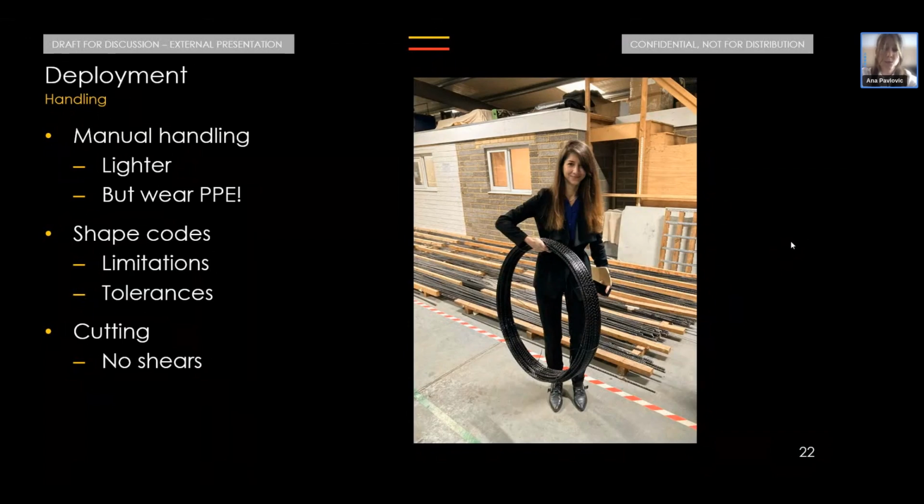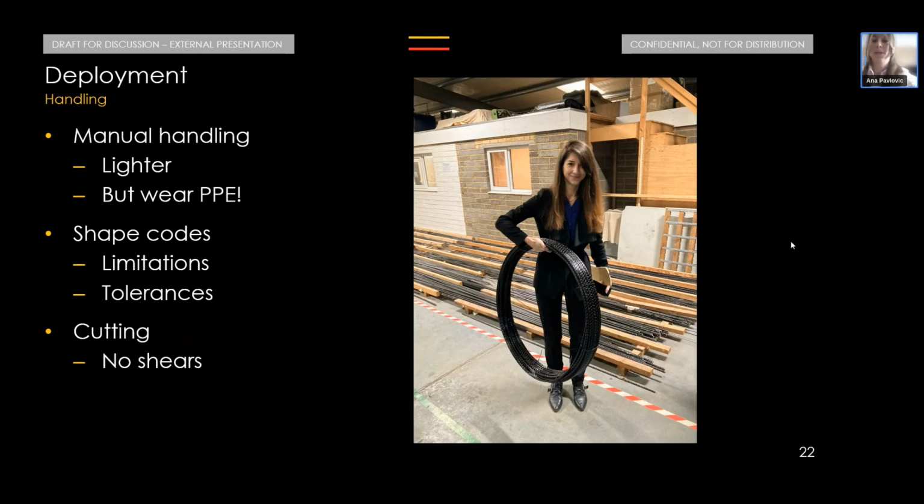detailing. One important thing to note is that the tolerances the manufacturer claim are the same as for steel. However, we did experience certain issues with the shape codes not quite complying to the standard tolerances for steel. In terms of cutting off the bars, if it's needed, this can be done quite easily using any kind of saw or blade, just not using shears because that might split the fibers.